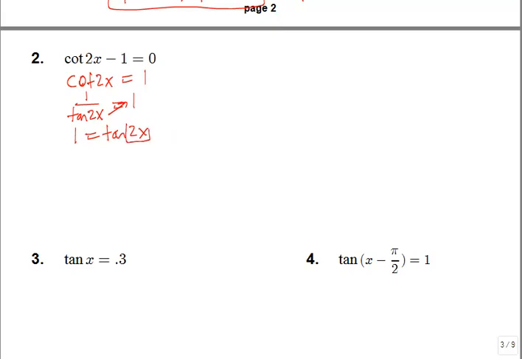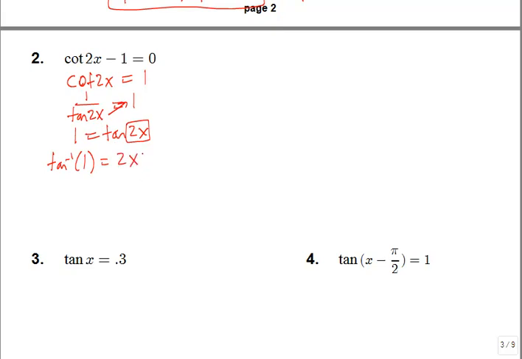And the only way to get at this x is to undo this tangent function. So what's going to undo a tangent? Well, an inverse tangent. So what we're going to do is take an inverse tangent of both sides, and that's going to cancel out that tangent, just giving me 2x.